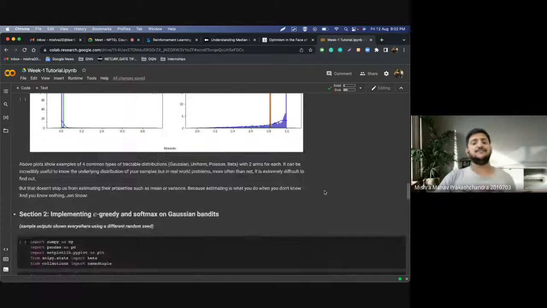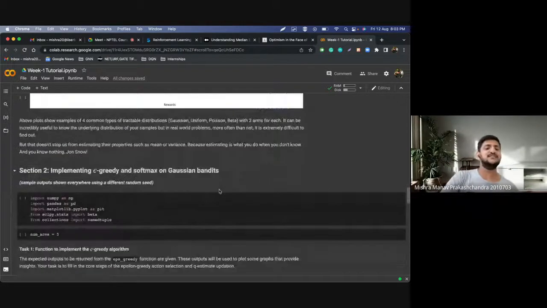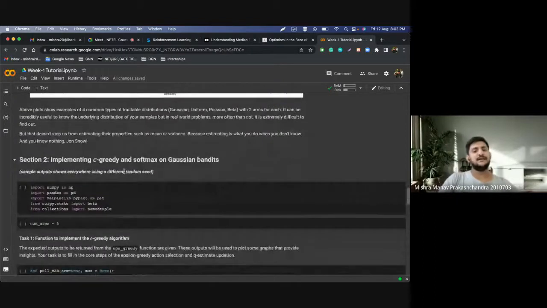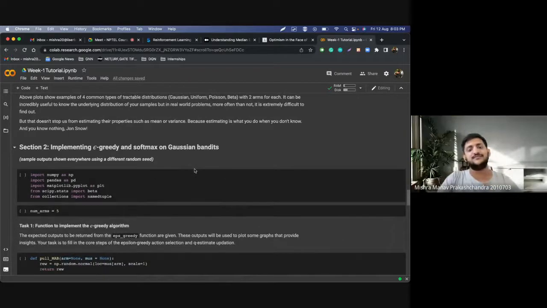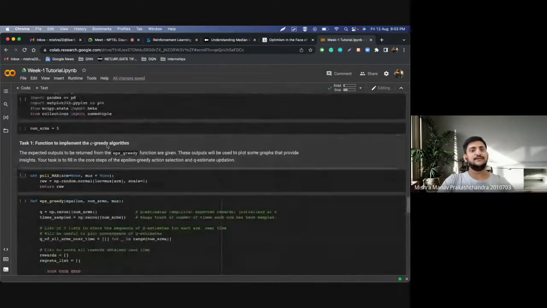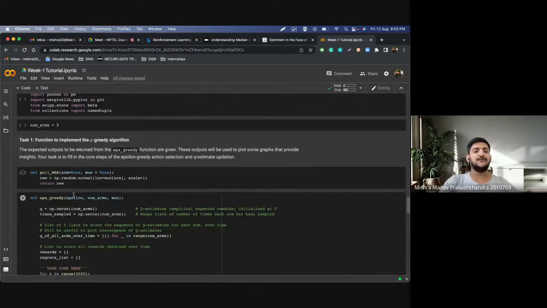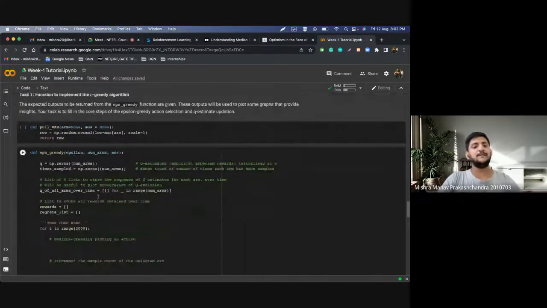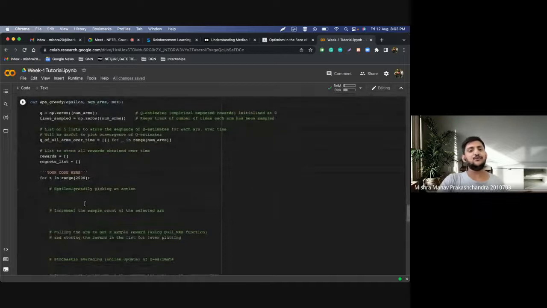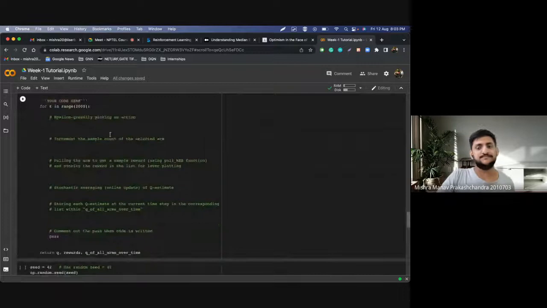For that, we have different algorithms: epsilon greedy, softmax, UCB1, and so on. Here I would want you to implement the epsilon greedy and the softmax distribution for the Gaussian bandits. Everything is given. You have five arms. The pull MAB function, for each arm, gives you its associated reward. Here you have to write your code for the epsilon greedy algorithm, so you need to fill in all the details.